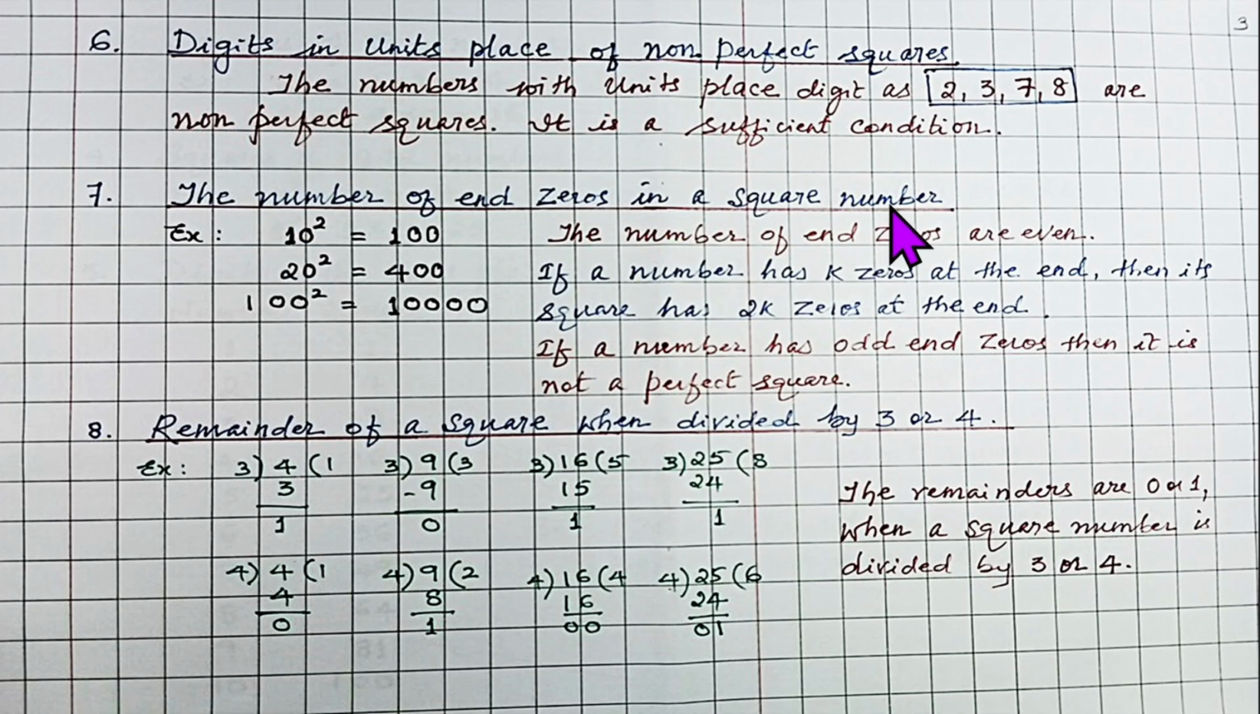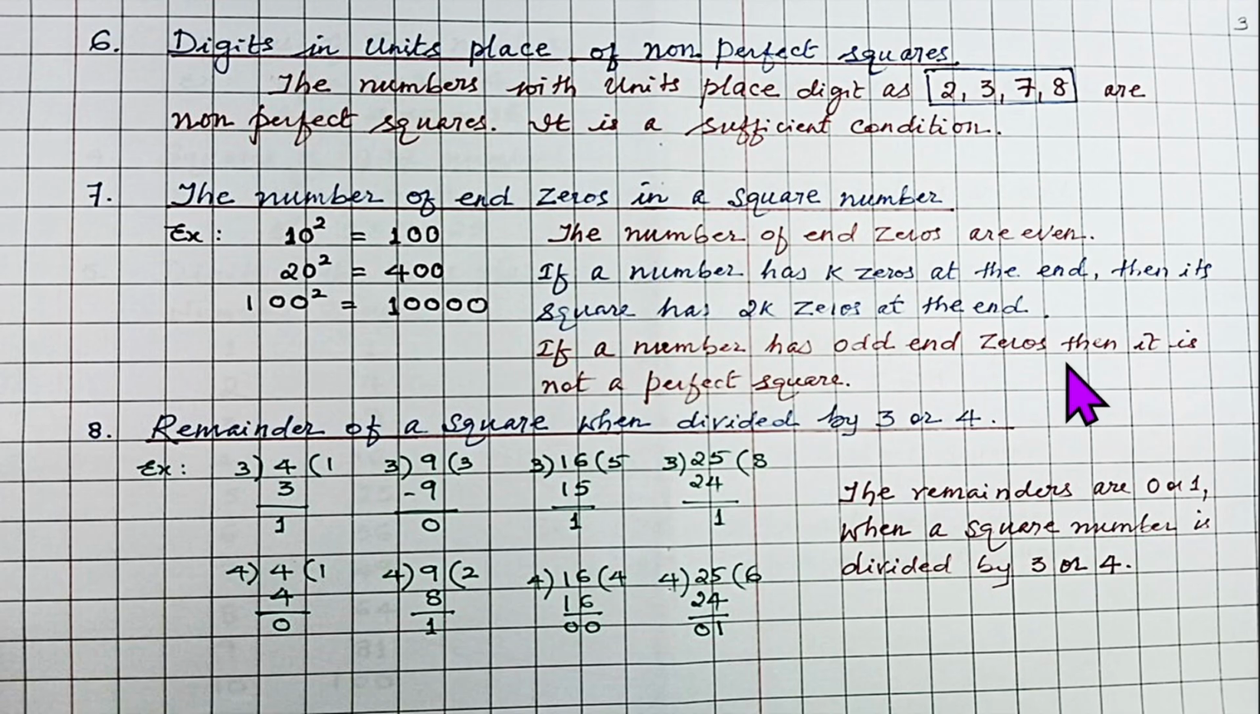The number of zeros in a square number. If I take 10 squared, it is 100, 20 squared is 400, 100 squared is 10,000. So if there is 1 zero, there are 2 zeros in the square number. If there are 2 zeros, then there are 4 zeros in the square number. That means if there are k zeros in a number, then there will be 2k zeros in the square number. And if you observe here, the numbers of zeros are even: 2 zeros, 2 zeros, 4 zeros.